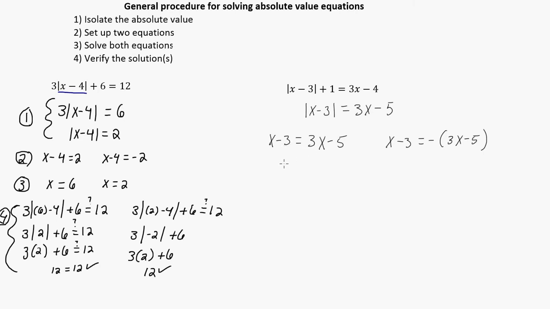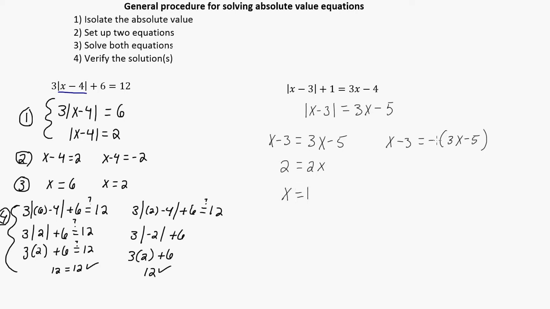I add 3 to both sides. I'm going to move this x over here, and I'm going to move this 5 over here. So I subtract x from both sides, and that leaves me with 2x. I add 5 on both sides, and that leaves me with 2 over here. Then divide both sides by 2, and x equals 1.